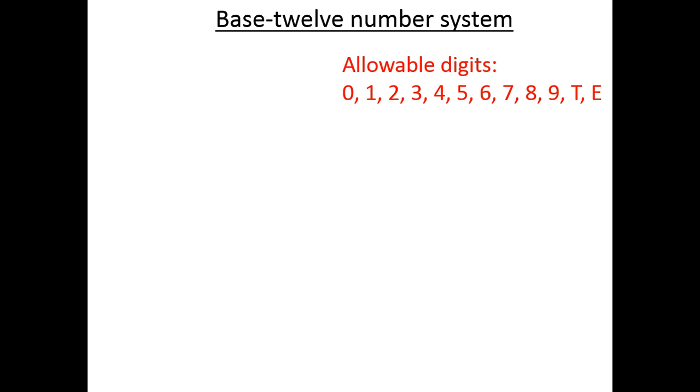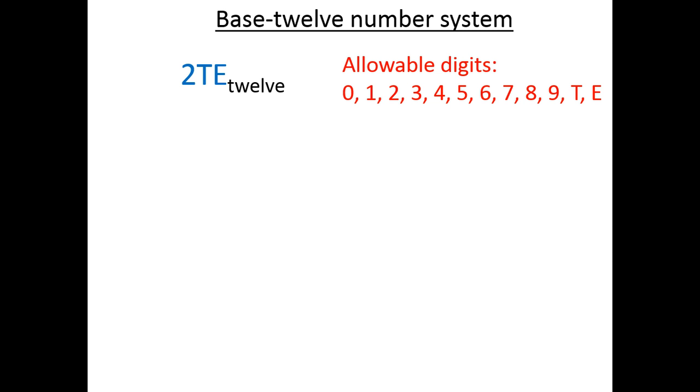So let's stretch your mind a little bit. How about a base 12 number system? Now this gets just a little bit tricky, because a base 12 number system has to have 12 digits. So we have the digits 0, 1, 2, 3, 4, 5, 6, 7, 8, 9, but then we need a single digit to represent 10 and a single digit to represent 11. So we're going to use a T for 10 and an E for 11.